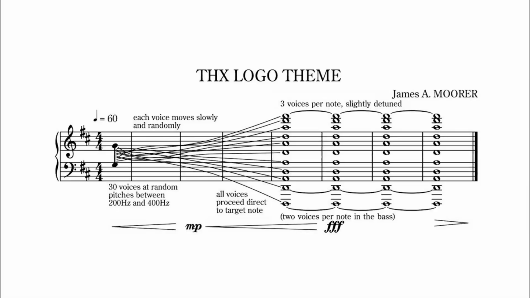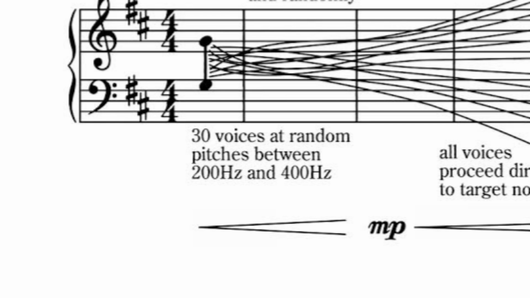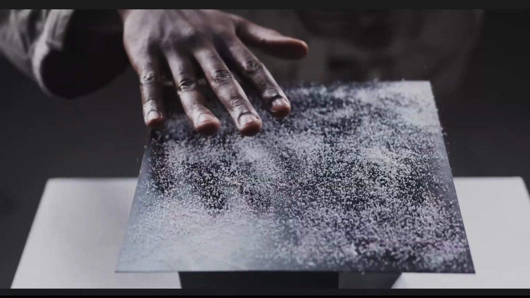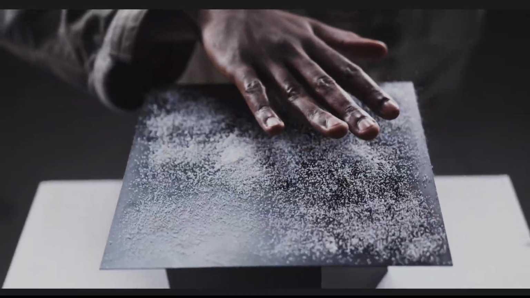So to get that brassy classic THX sound, I decided to use a sawtooth. According to Dr. Moore's sheet music, 30 voices start at random positions between 200 Hz and 400 Hz. So we need to generate each of these voices and give it a random frequency to start.